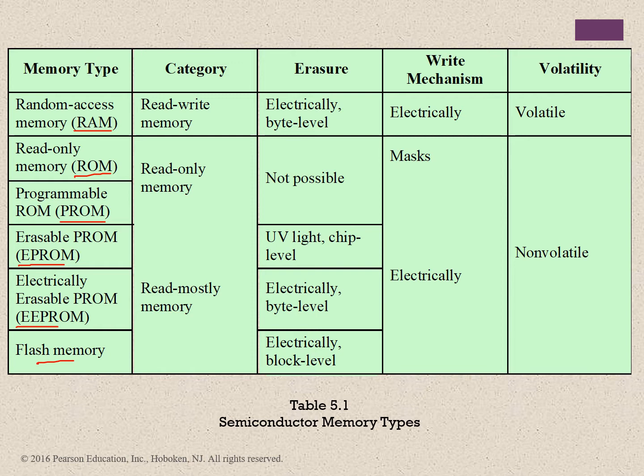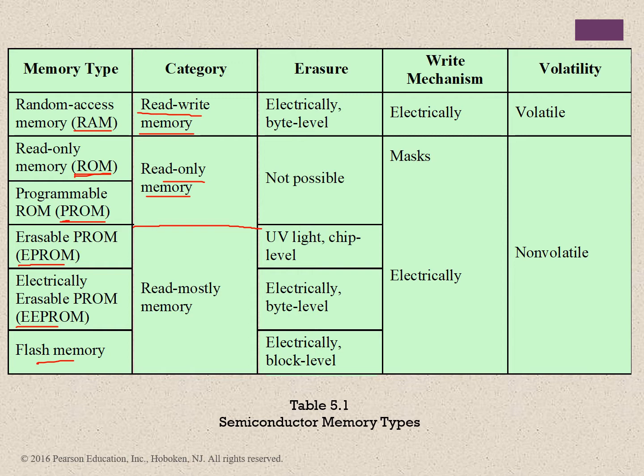And they come under certain categories. For example, our main memory, random access memory, comes under read-write memory. That means you can read anytime and you can write anytime to and from the memory. And read-only memory and programmable read-only memory come under the category read-only memory. So you can read only.